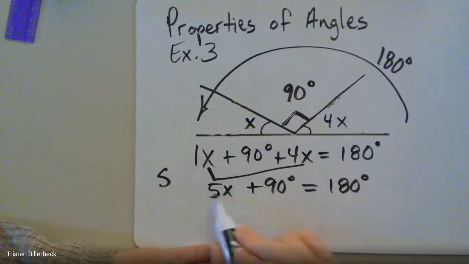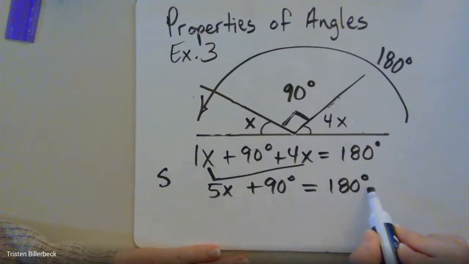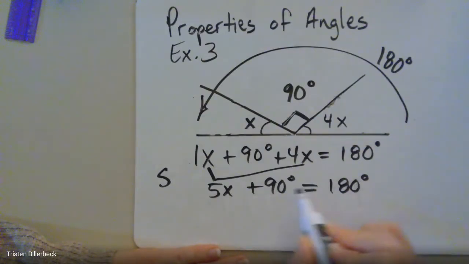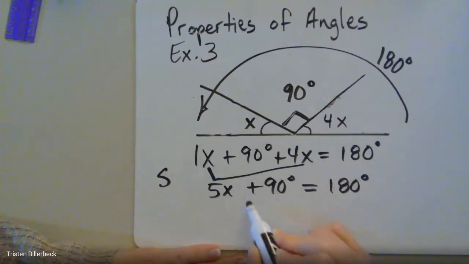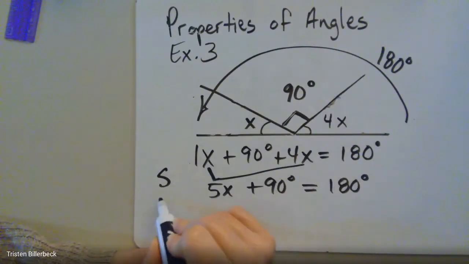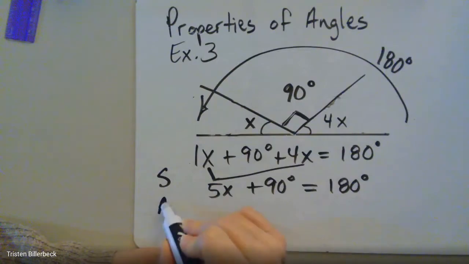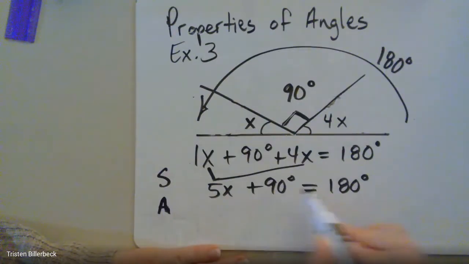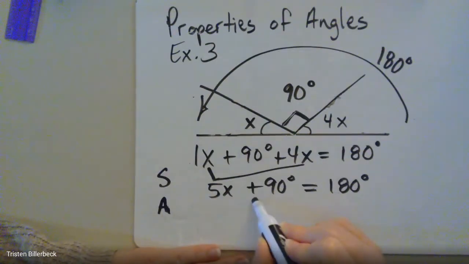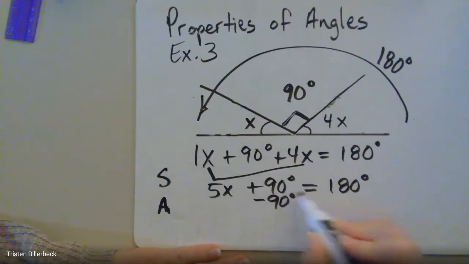Now we have to choose one thing to move to the other side. Since this is a constant, 180 degrees, we choose the constant 90 degrees. And we're going to use an additive inverse. So the opposite of a plus 90 is a minus 90 degrees.